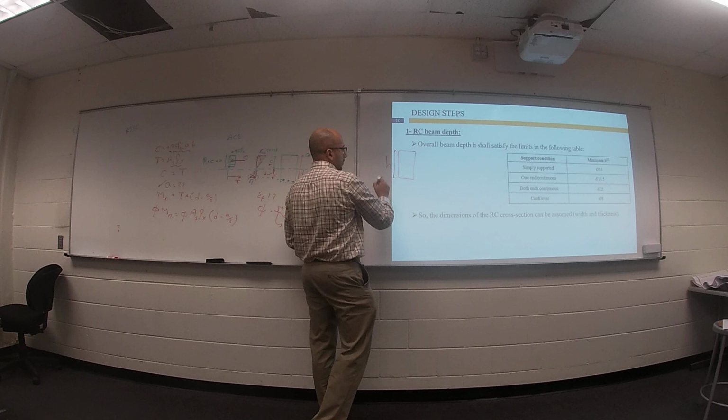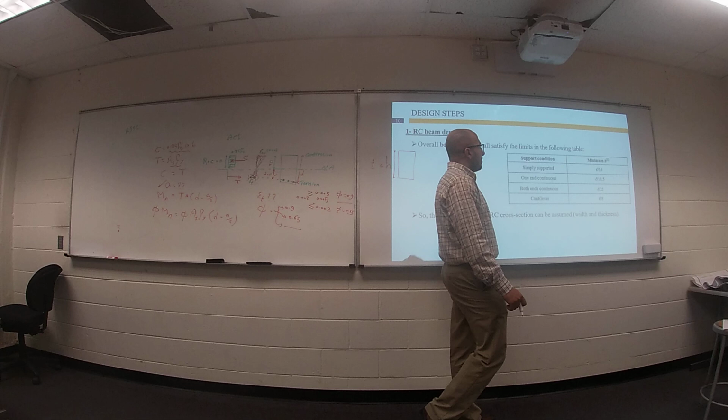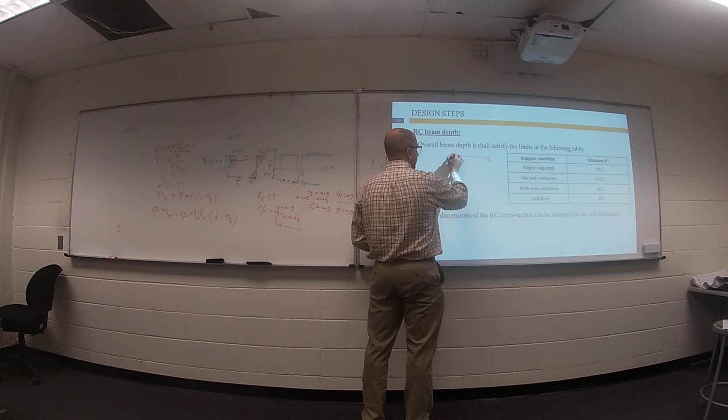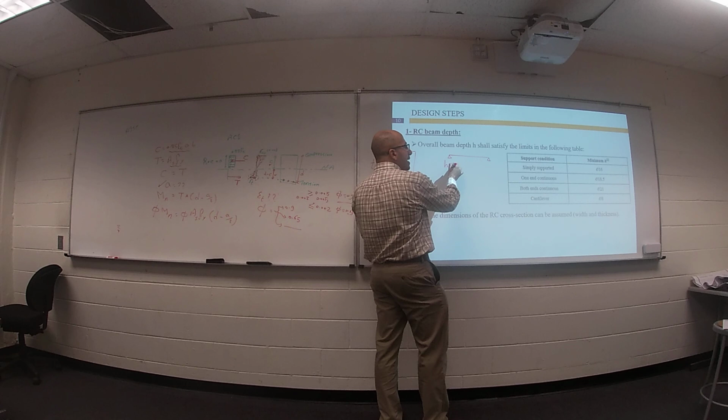H or T, the overall beam depth H shall satisfy the limits in the following table according to ACI. If your beam in your building is simply supported, meaning we have only one span between two supports, that's all, called simply supported, your H can be your span divided by 16. It is your span.